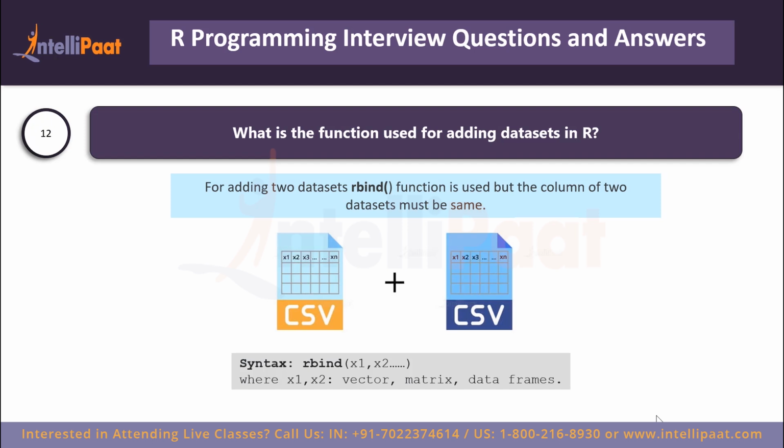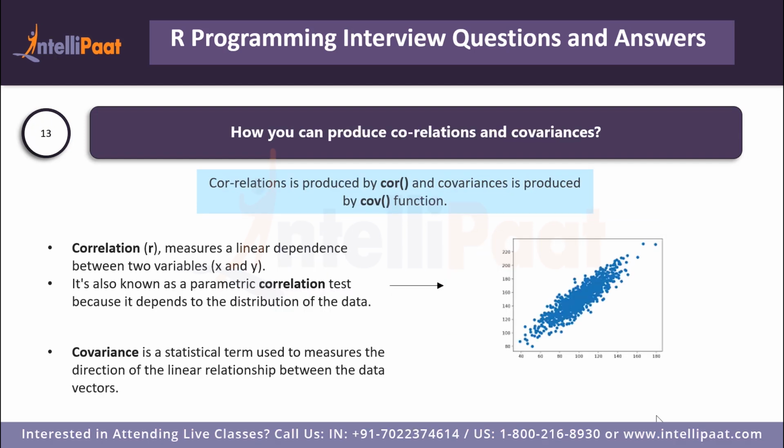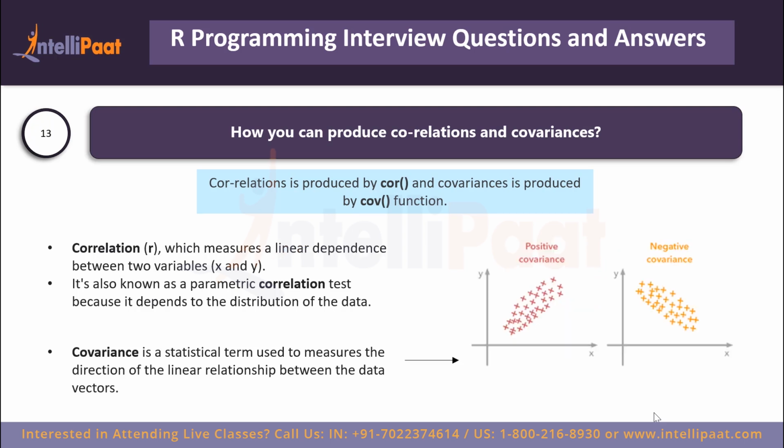And now let us move on to the next question, which is how you can produce correlations and covariances. Correlations are produced by the cor function and covariances are produced by the cov function. Correlation, represented by r, measures a linear dependency between two variables x and y, and it is also known as a parametric correlation test because it depends on the distribution of the data. Here you can see the graph where the correlation is represented. Now coming to covariance, it is a statistical term used to measure the direction of the linear relationship between the data vectors. Here you can see the graph plotted between x and y, showing positive covariance and negative covariance, where the data points are spread.